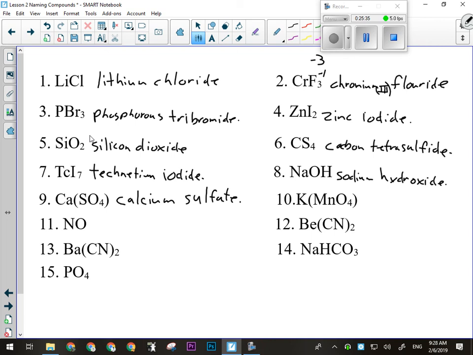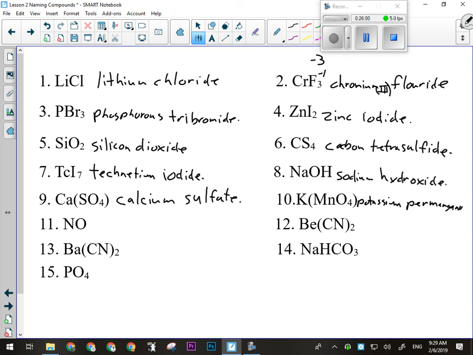All right, how many people are done to, let's say, number 12? All right, let's have a look at those then. So for number 10 here, again, we have another ionic compound containing a polyatomic ion. K is potassium. So we just write potassium, and then we look up what MnO4 is, and that is called permanganate.